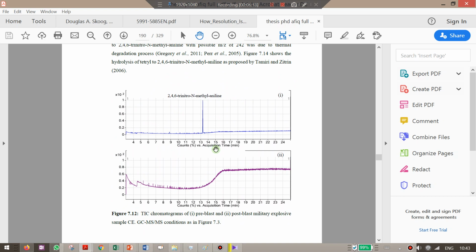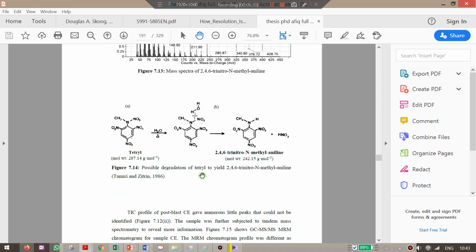Okay, this one, for example, the TIC is the total ion chromatogram. This is the standard, the pre-blast, and this is after the post-blast. Okay, we actually see a lot of noise.